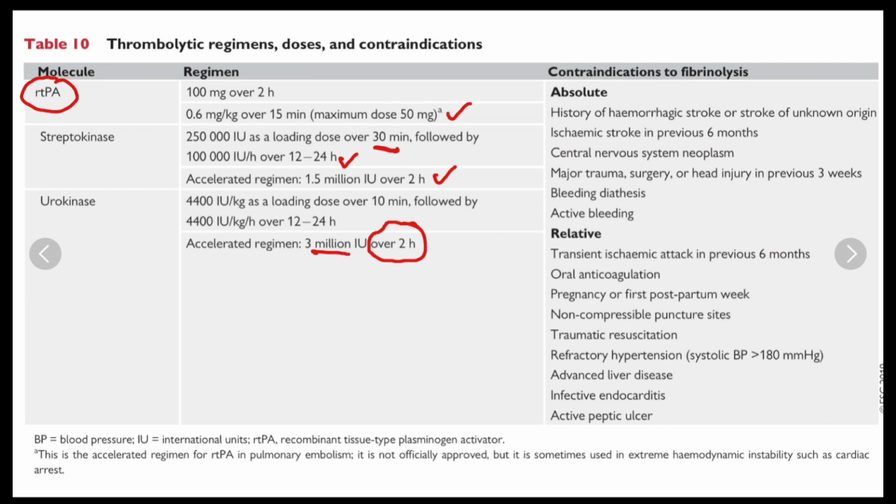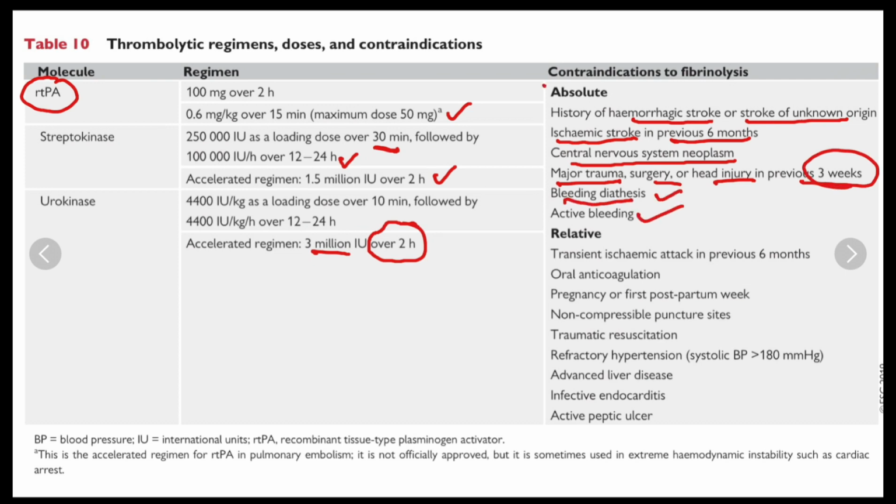So what are the contraindications to fibrinolysis? What are the absolute contraindications? History of hemorrhagic stroke or stroke of unknown origin, then we should not give thrombolytic therapy. Or ischemic stroke in the previous 6 months, central nervous system neoplasm, major trauma, surgery, or head injury in the previous 3 weeks, bleeding diathesis, or active bleeding. In all these cases, we will not do fibrinolysis.